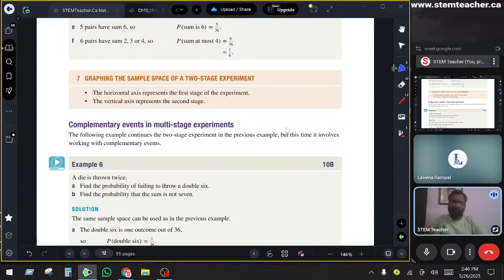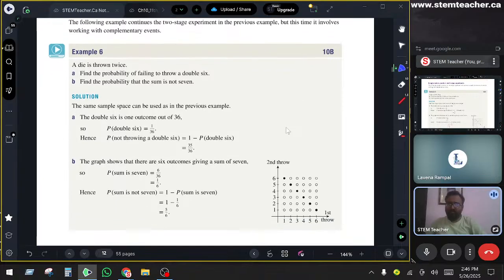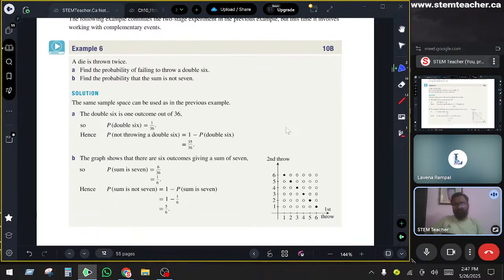Graphing the sample space as a two-stage experiment. The horizontal axis represents the first stage, which means it's two stages, like throwing a coin two times or throwing a dice two times. The first event is there, then the next one. Okay, so next, can you read up this example 6?